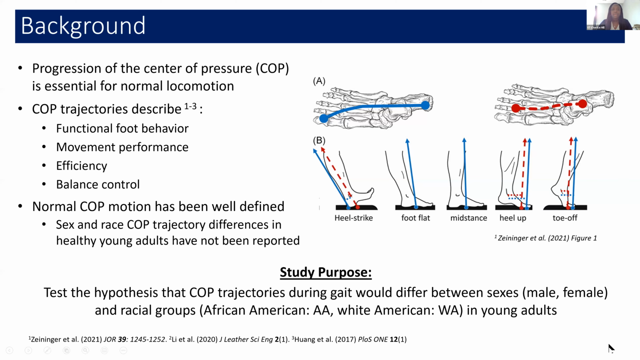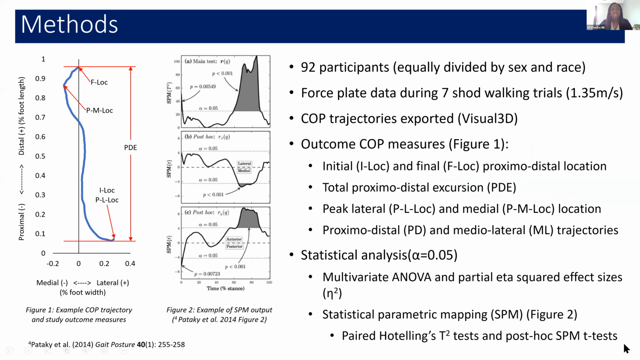So we recruited 92 participants with the data set equally divided by sex and race. And we gathered force plate data during 7 shod walking trials at 1.35 meters per second. And we looked at both discrete and continuous outcome measures. So discretely, we looked at initial and final proximal distal COP location, along with total proximal distal excursion. And we also looked at peak lateral and medial location, shown here in figure 1 on the left. And to analyze those discrete measures, we used a multivariate ANOVA and partial eta squared effect sizes.